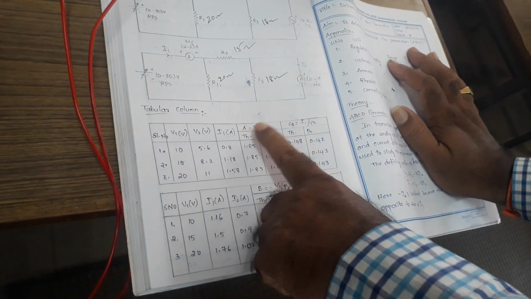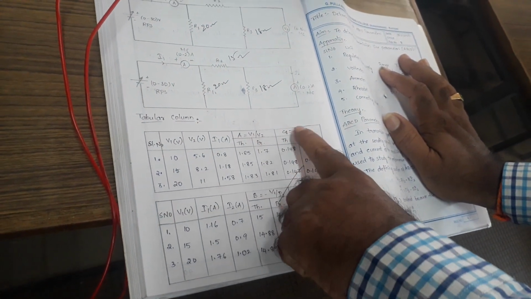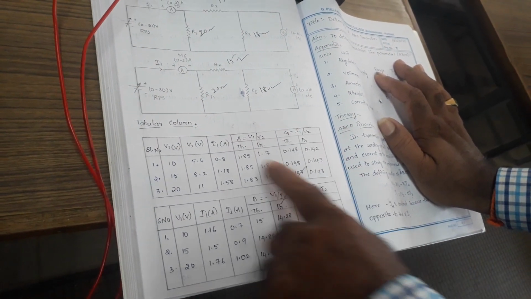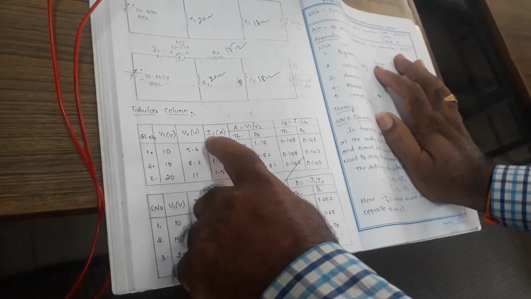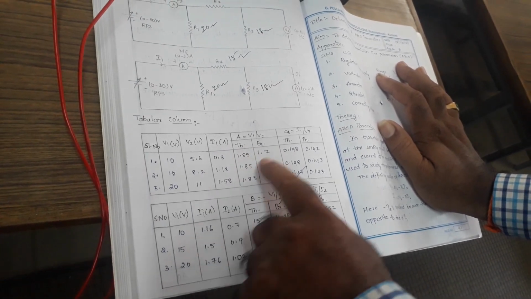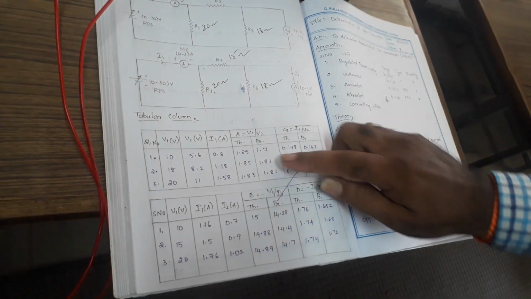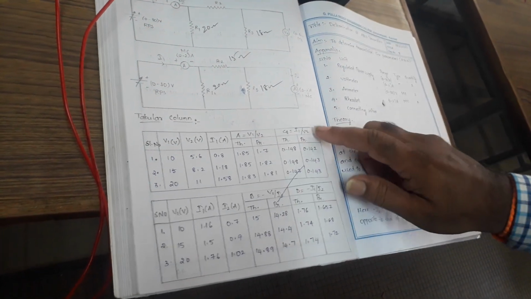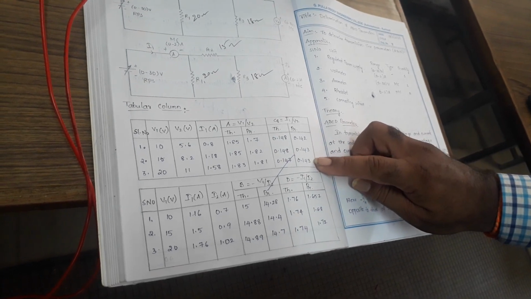By using this tabular column, calculate A and C theoretically as well as practically. A is equal to V1 by V2 and C is equal to I1 by V2. Then calculate theoretical and practical values; both are equal. The theoretical values you do on your own. The practical values of A are 1.7, 1.82 and 1.81, and the C values are 1.42, 1.43 and 1.43.